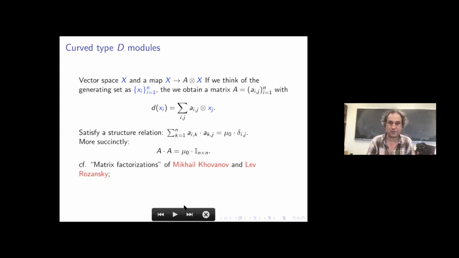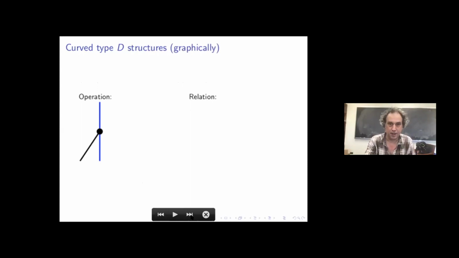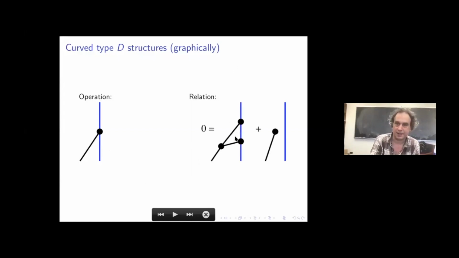This is the same thing as a matrix factorization, which Khovanov and Rozansky considered, and the abstractions from Fukaya, Oh, Ohta, and Ono. So these are familiar objects. I want to write the type D structures graphically, because I prefer pictures to formulas. I've got this blue vertical line, which represents X. In comes an element of X, I hit it with my differential, and out comes an element of A tensor an element of X. The relation can be expressed like this: if I apply the differential twice and multiply the outputs, then that plus the identity map with the curvature should equal 0. Is that clear enough?